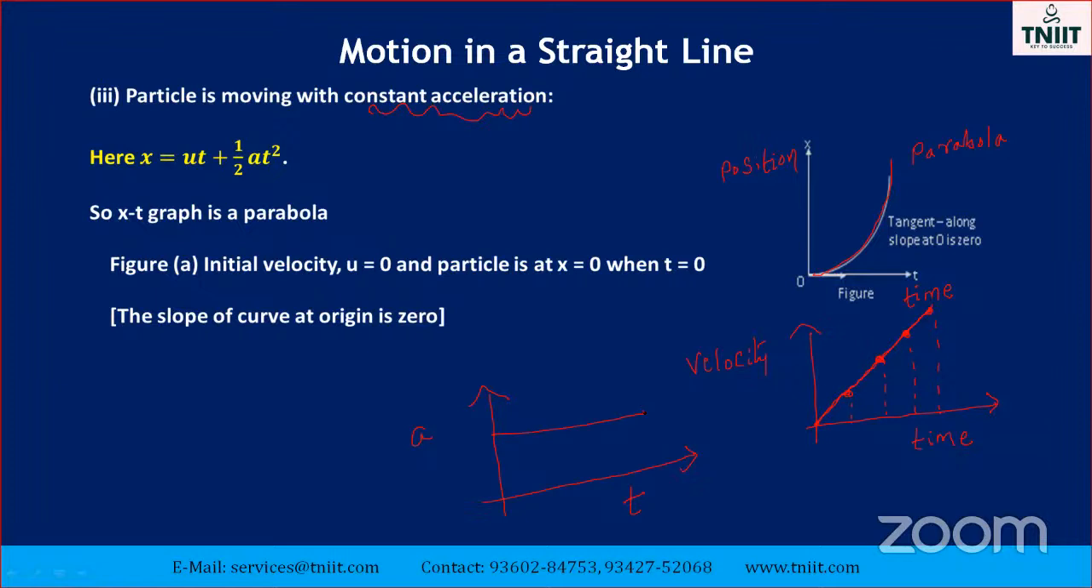Now, if you consider the initial velocity as 0, then the particle is at 0. The time will be 0. In this particular origin case, time is 0, position is 0, velocity is 0, then the slope of the curve must be 0 at the origin. Slope of the curve at the origin must be 0.